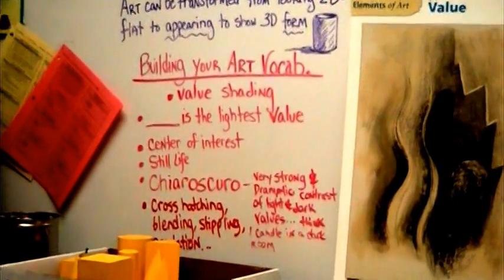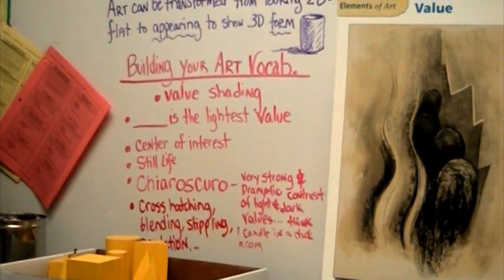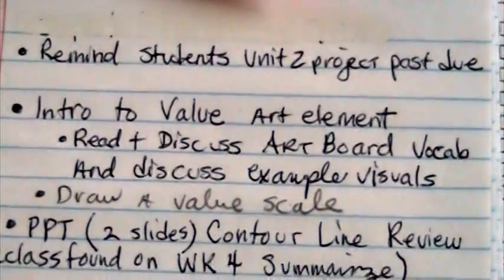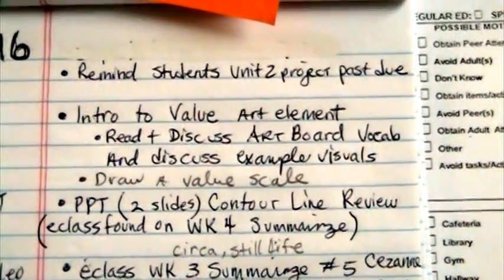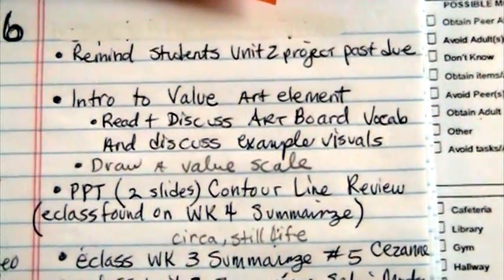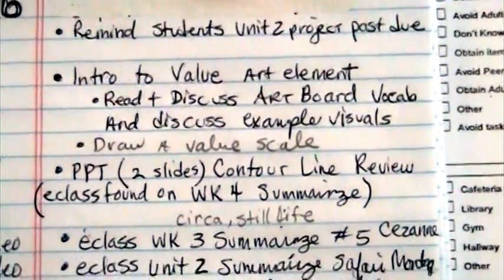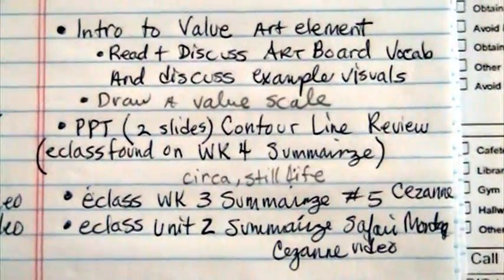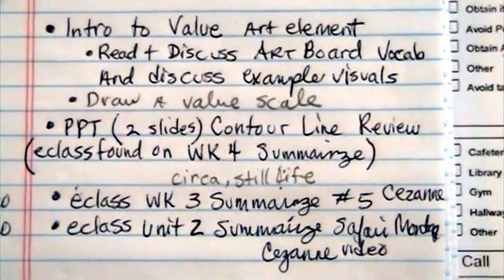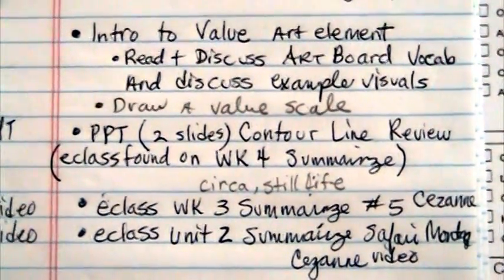We built upon this new vocabulary up here on the board, and that is also on eClass. So if you go to our eClass page, you will be able to find our unit on value. We read and discussed what was on the board. We drew a value scale. I'll show you where to do that. We watched a 2-slide PowerPoint and review on contour lines, and there's a little quiz that goes with that.